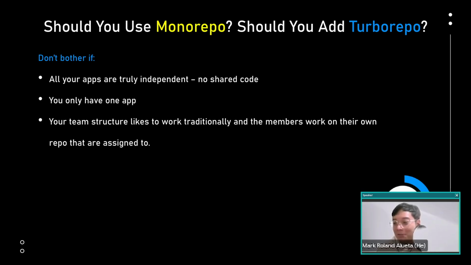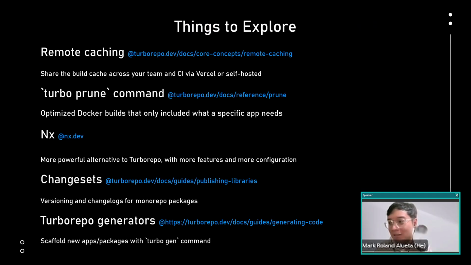If your team likes to work traditionally, with members working on the repos they are assigned to, if you want to keep things traditional, maybe one member goes to the API repository, the other member goes to the front end repository, the usual. Maybe your team doesn't want to work on the same repository. So that's about Turborepo and monorepo.